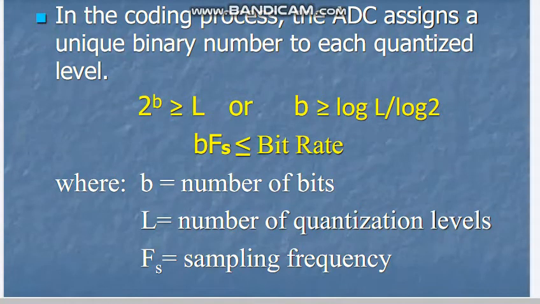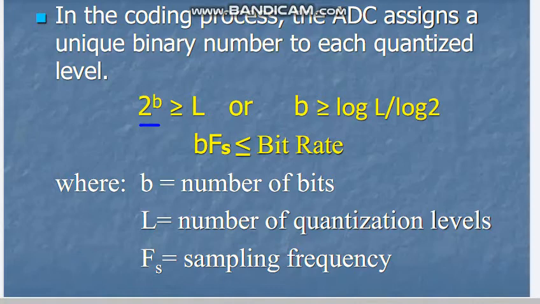In the coding process, the analog to digital conversion assigns a unique binary number to each quantized level. That is the coding process. As you can see, there is a unique binary number for each level. 2 to the power b is greater than or equal to L. L is the number of quantization levels. B is the number of bits, that is how many bits we have to use to communicate through wireless channels.